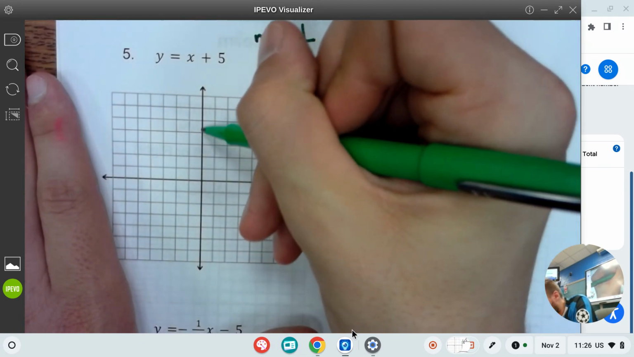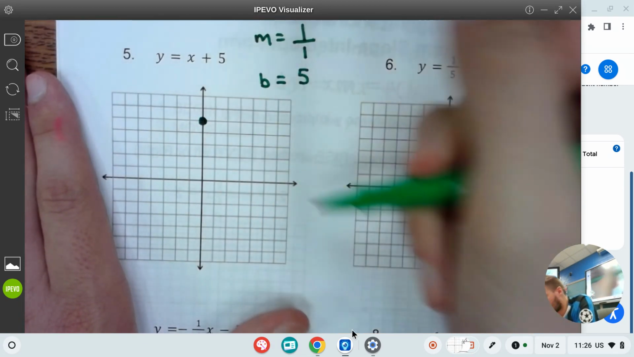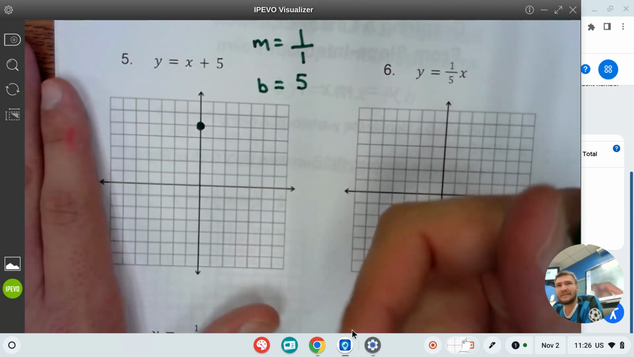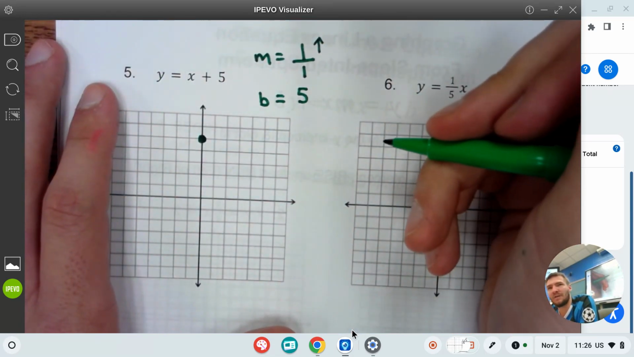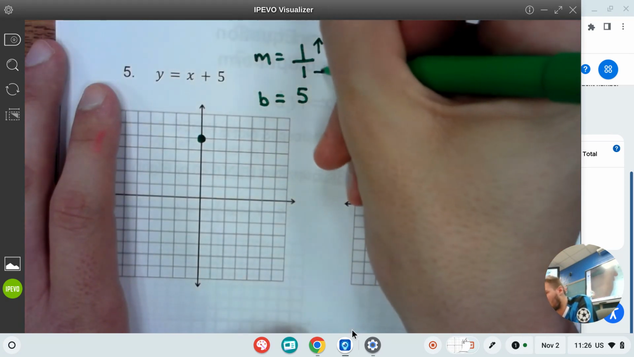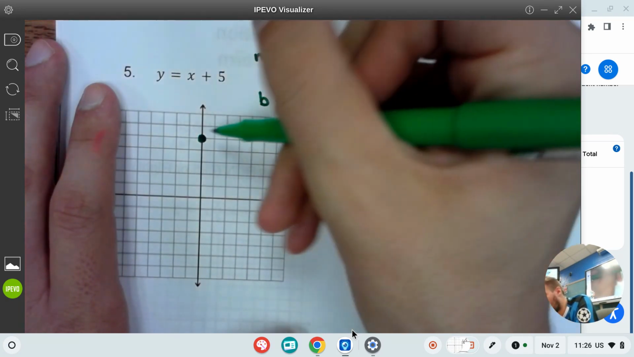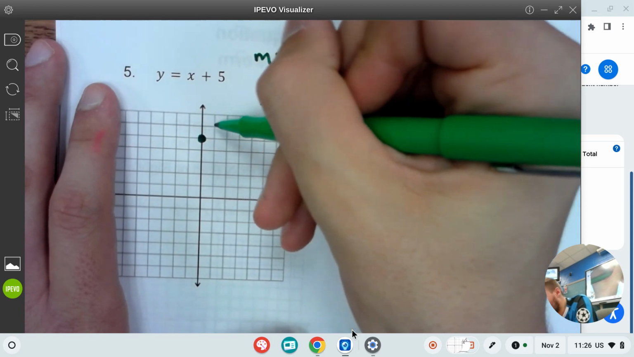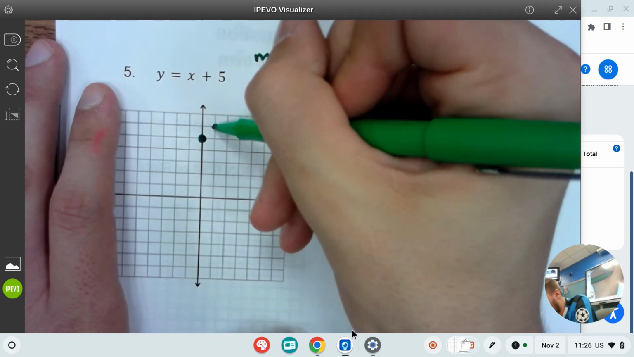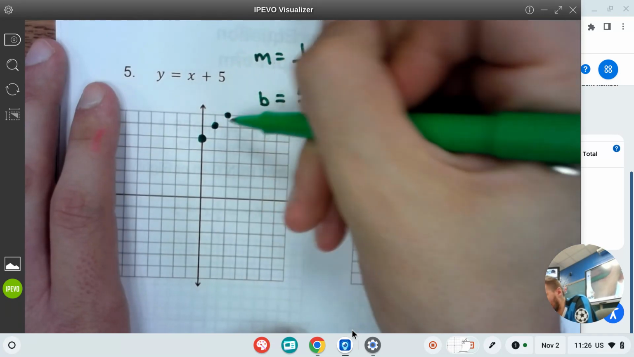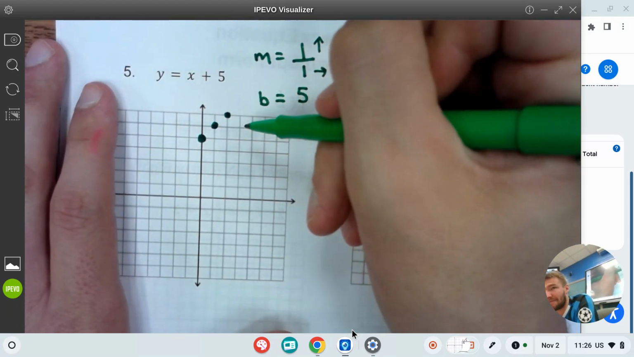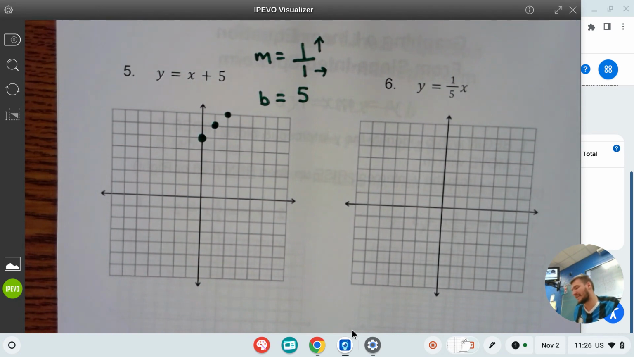I need to start off my B value. 1, 2, 3, 4, 5 right here. And then I need 2 more dots. I always go up. Am I going right or left? I'm going right. So I'm going up 1, right 1, dot. Up 1, right 1, dot. And this one's good. It is on the graph. Even though it's on the edge, it still counts.